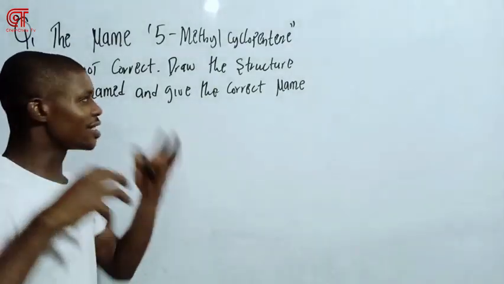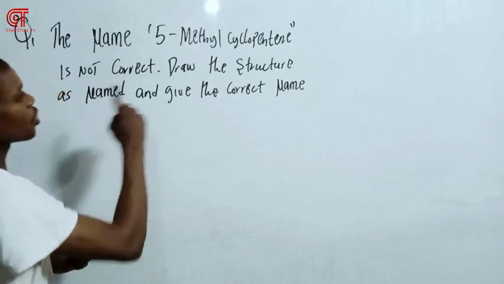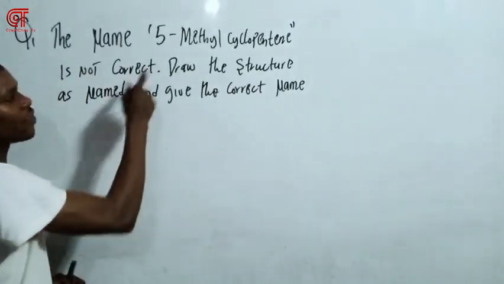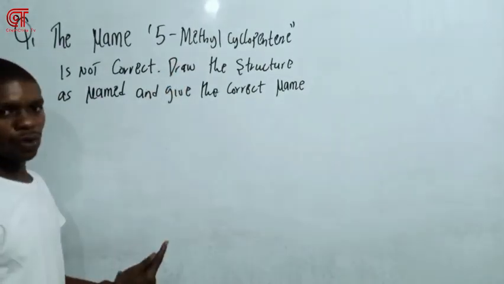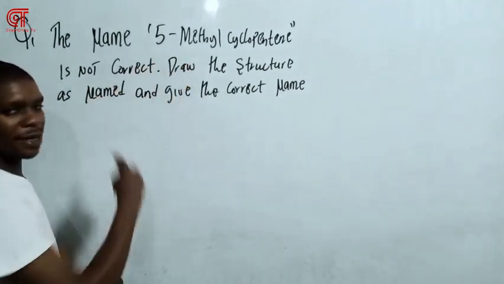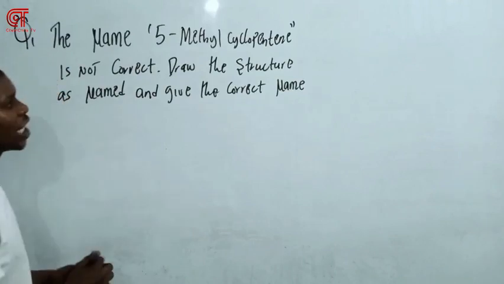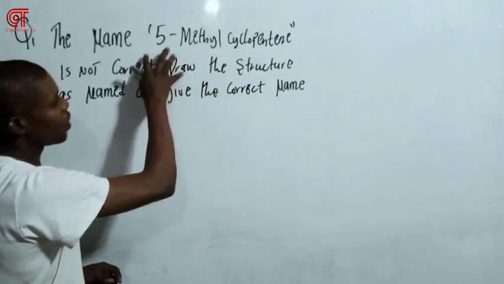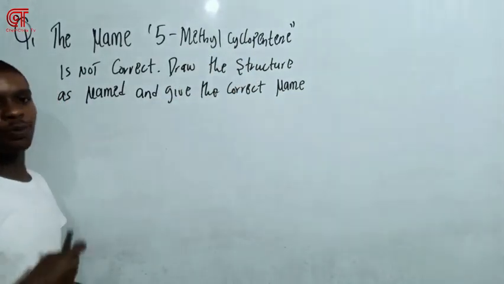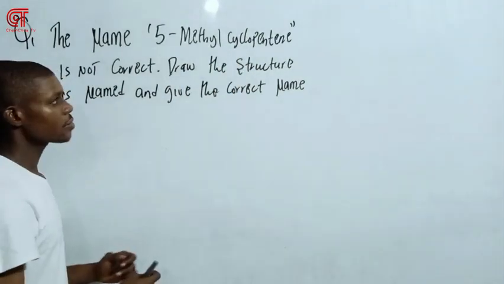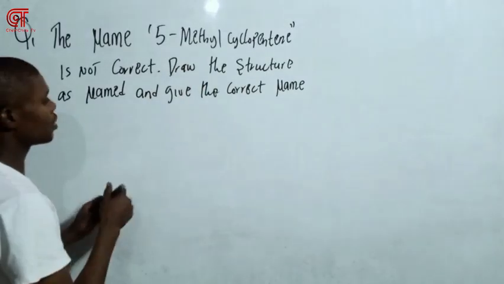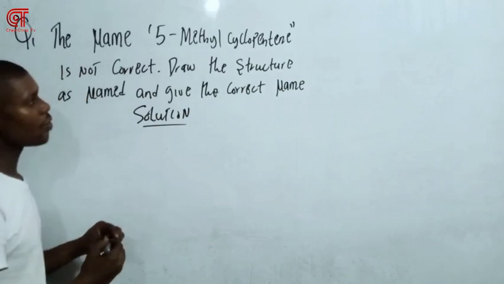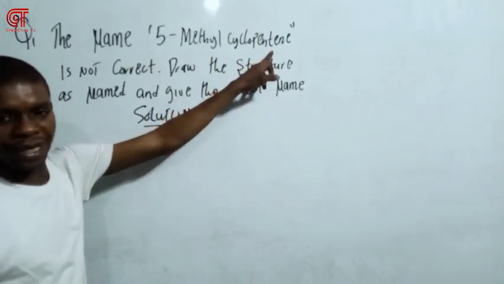For this kind of question, you want to use the wrong name to get the correct structure. They have always said that this name is wrong, so how do you get the correct name? The first thing to do is draw the structure of this compound. After you draw the structure, you are the one that will provide the correct name. So here we have 5-methyl cyclopentene.